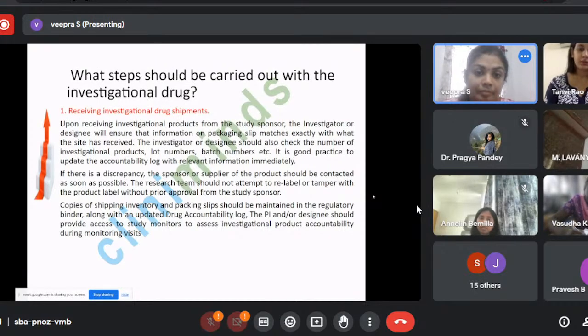Yes. Clear? Okay, next: usually the IP is sent in controlled temperature only. Here it is mentioned 2 to 8 degrees Celsius. Those temperatures have to be maintained during the shipment time also. Who has to maintain them during shipment? The sponsor will send the IP in that temperature control only, so the person sending it has to maintain that temperature.